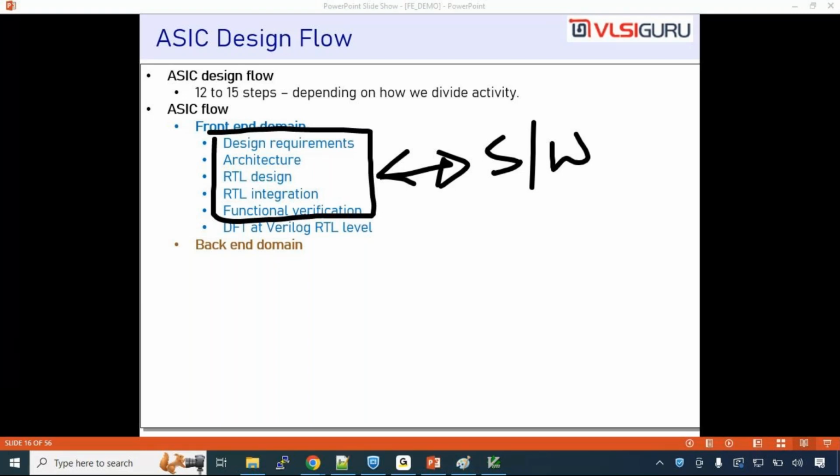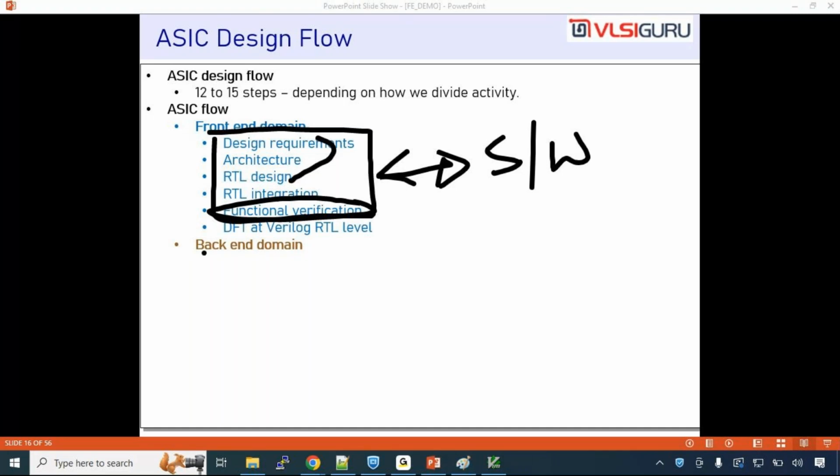Not like blocks, he may give you a different level. Then you have a software developer who does the role of RTL design, and he develops. Then you integrate the software. Finally, you check whether that software is working fine or not. Who does that? The testing engineer. That is called functional verification in our case.